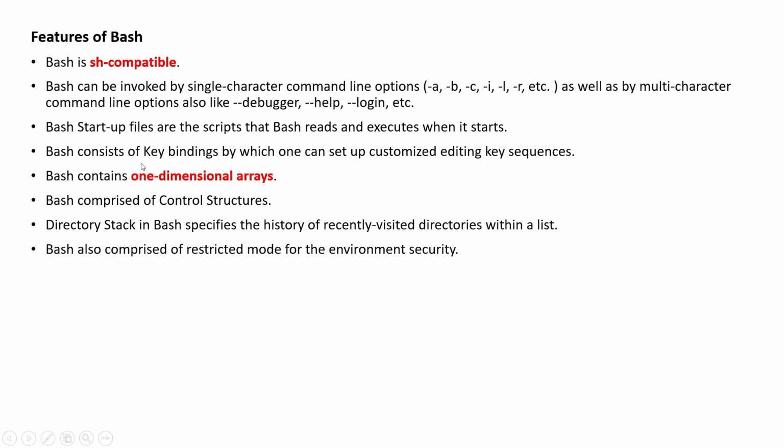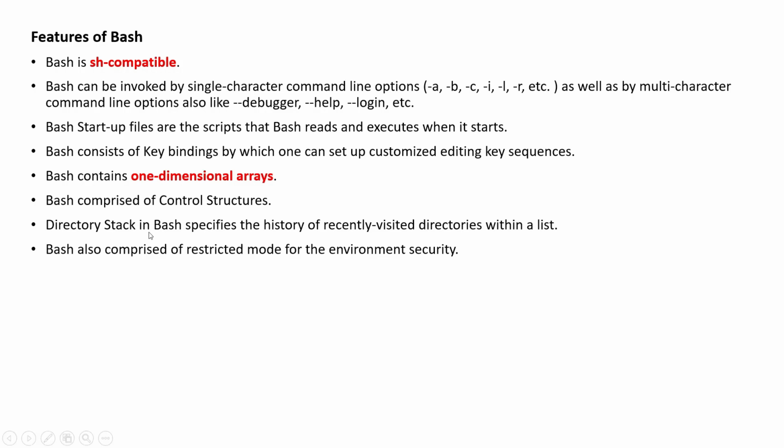Then Bash consists of key bindings by which one can set up customized editing key sequences. Then this one is also important. Bash contains one-dimensional arrays using which you can easily reference and manipulate the list of data. Then Bash comprises control structures like the select construct that's specifically used for menu generation.